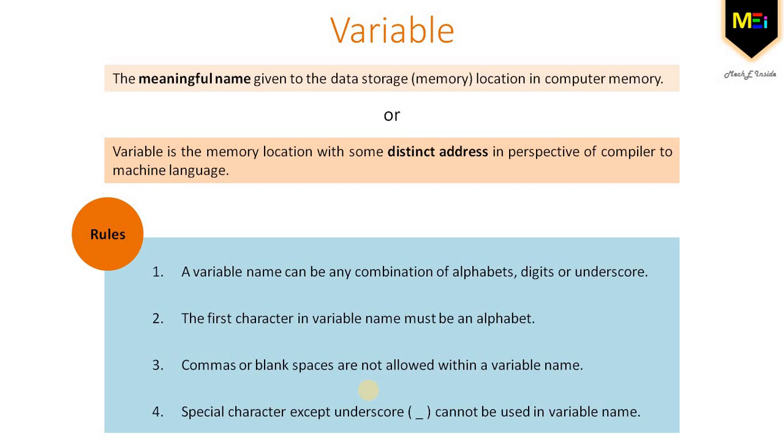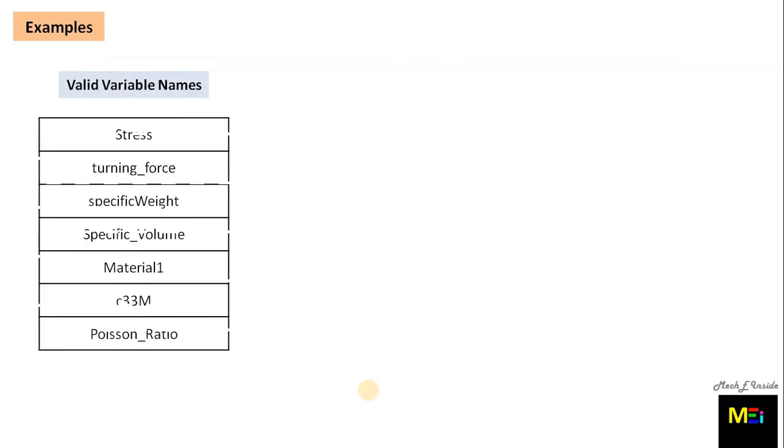Now, let's have some examples which would clear these rules completely by looking at some valid variable names as well as some invalid variable names. These are some valid variable names shown over here: stress, turning_force, specific_weight, specific_volume, material1, C33M, poisson_ratio. So, these are the valid variable names.